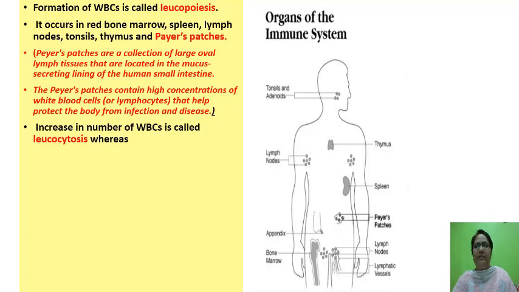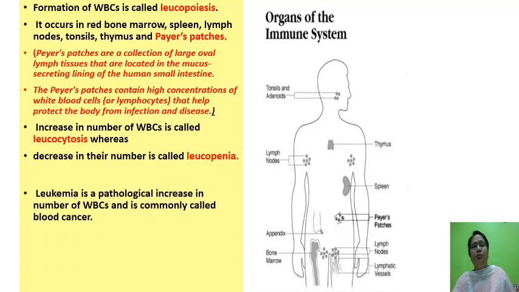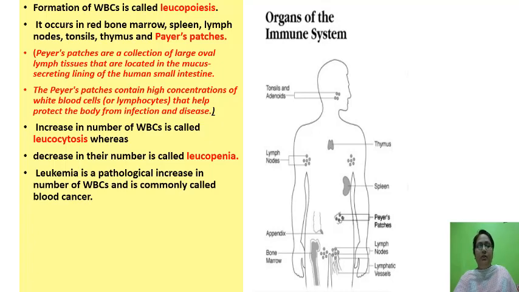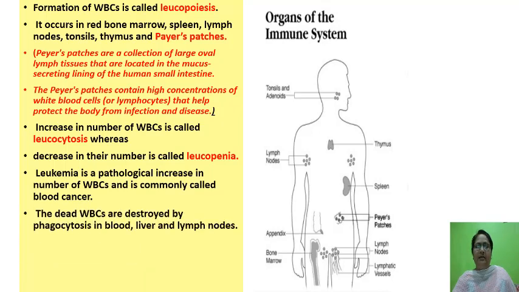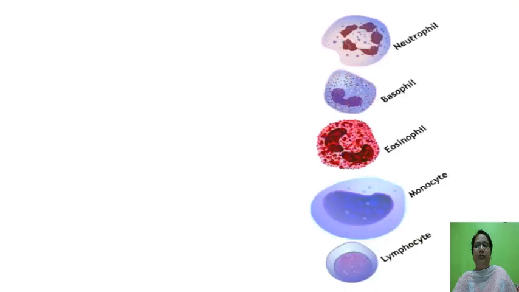An increase in the number of WBCs is called leukocytosis, whereas a decrease in the number of WBCs is called leukopenia. Leukemia is the blood cancer. Leukemia is a pathological increase in the number of WBCs and it is called blood cancer. Then the dead WBCs are destroyed by phagocytosis in blood, liver and lymph nodes.